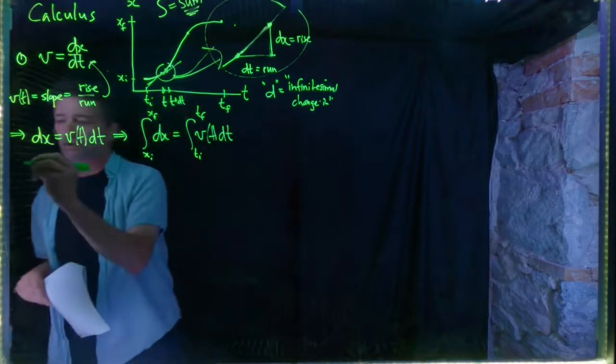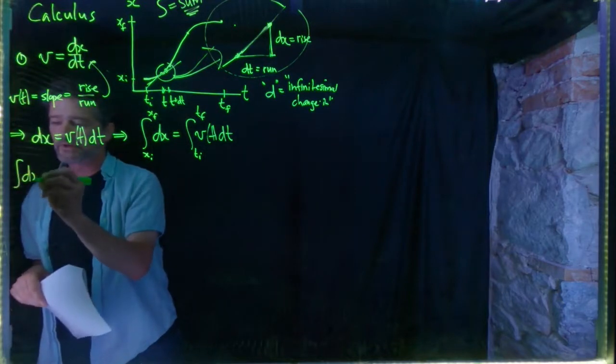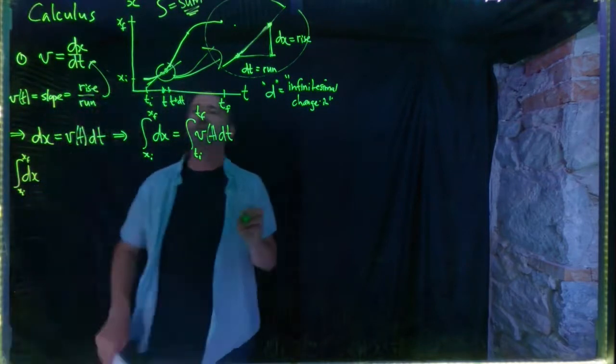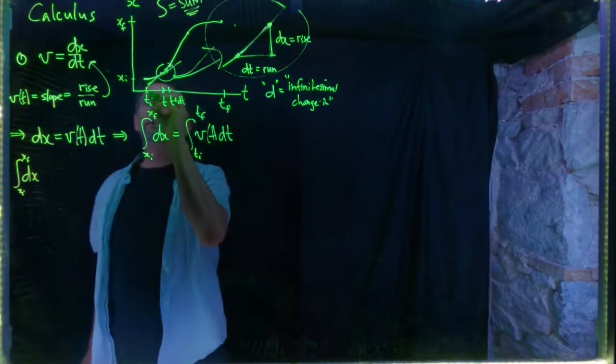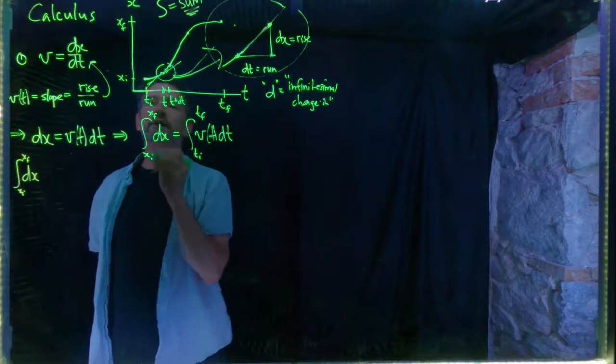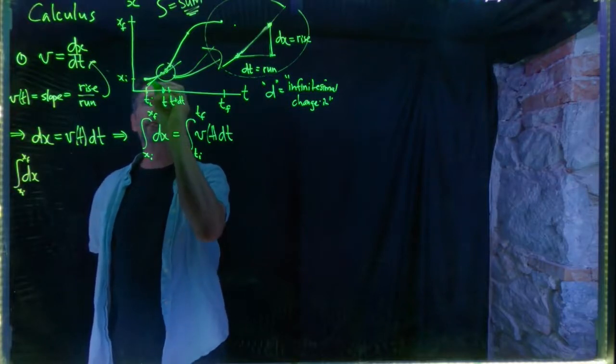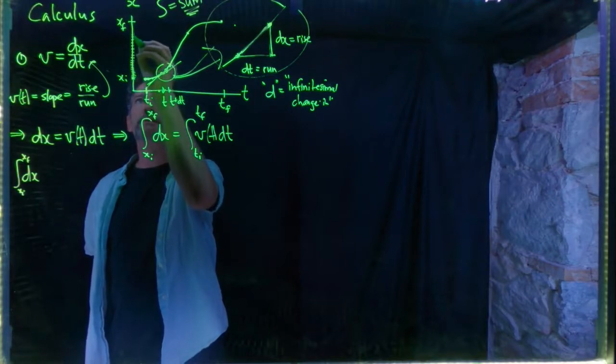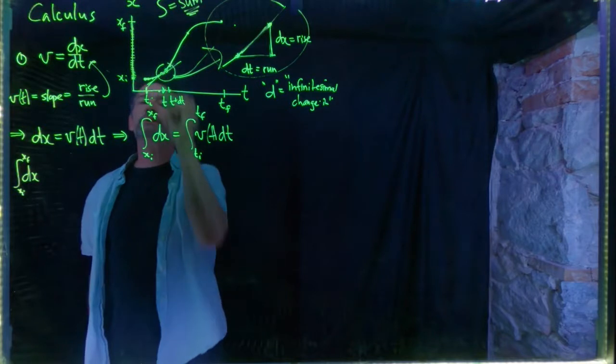So when we say the integral of dx from x initial to x final, what that means is something like this. So starting at t initial, the position is this. When you go a little bit further in time, the position is this. A little bit further in time, the position is this. A little bit further in time, the position is this. So if you were to mark those position points along the x-axis, you'd find that it looks something like this.